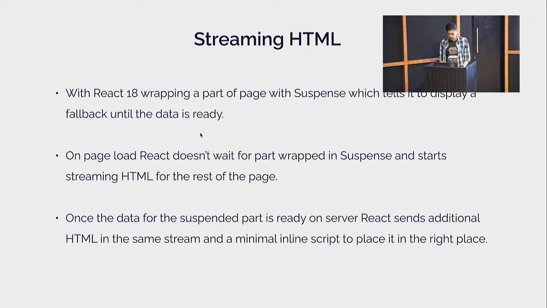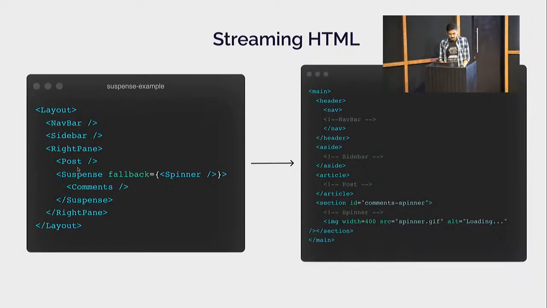So again, to show how it works, this is the same app, but let's assume that our comments are very slow. Like the comments API is very slow and it takes a lot of time to fetch. So we wrapped it in Suspense. What happens in the initial HTML output is we get a spinner for comments.